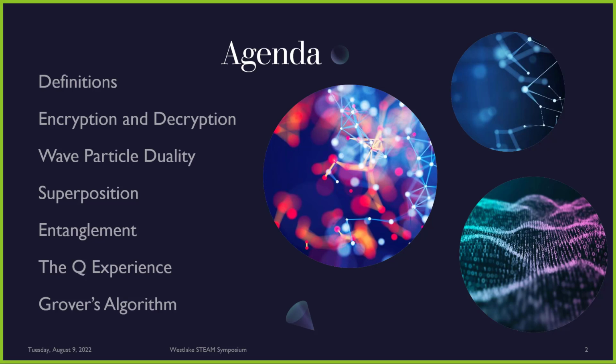Then we will discuss superposition, which is a key property of quantum computing, and then entanglement, which is another key property. Then we will get to the hands-on part of logging in to the IBM Experience quantum computer online and use Grover's algorithm to hack the search.